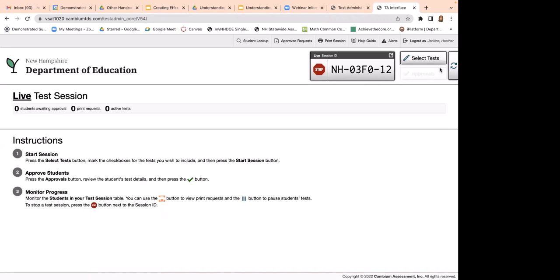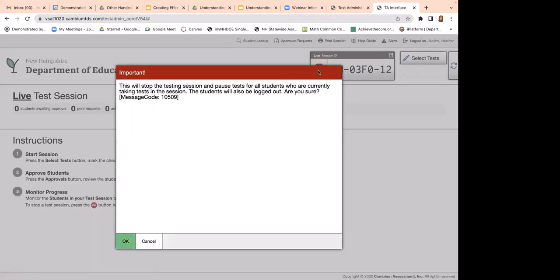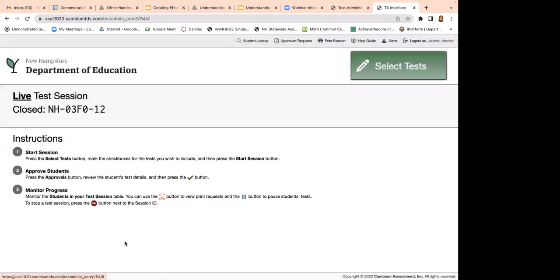And then as soon as students start coming in, this is grayed out right now because I don't have any students coming in, this is where you start to approve students. This session is active for as long as you keep it open, unless students are paused for more than 20 minutes, then it closes the session. So this is exactly what you're probably used to. When you're done with the session, you hit stop. It says, are you sure? And you say yes, and then you're done. So this particular session ID is done.